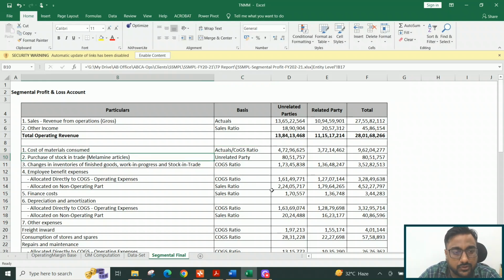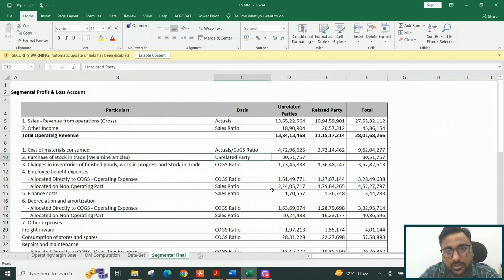Then purchase of stock in trade. This was purely for unrelated parties, so I allocated that entire expense to the unrelated parties. You may understand from this how the allocation is happening. Now, changes in inventories and finished goods. This again should be at actuals, or if that is not available, you can use some appropriate ratio and arrive at your figures here.